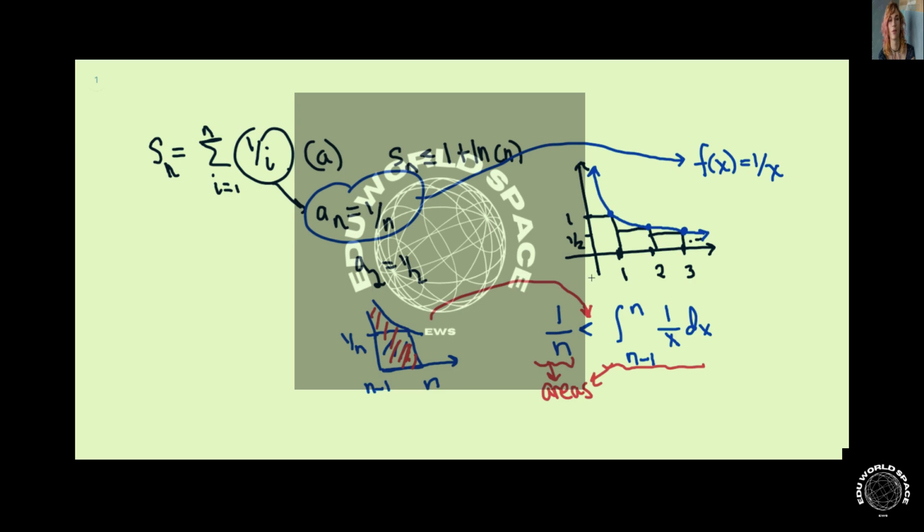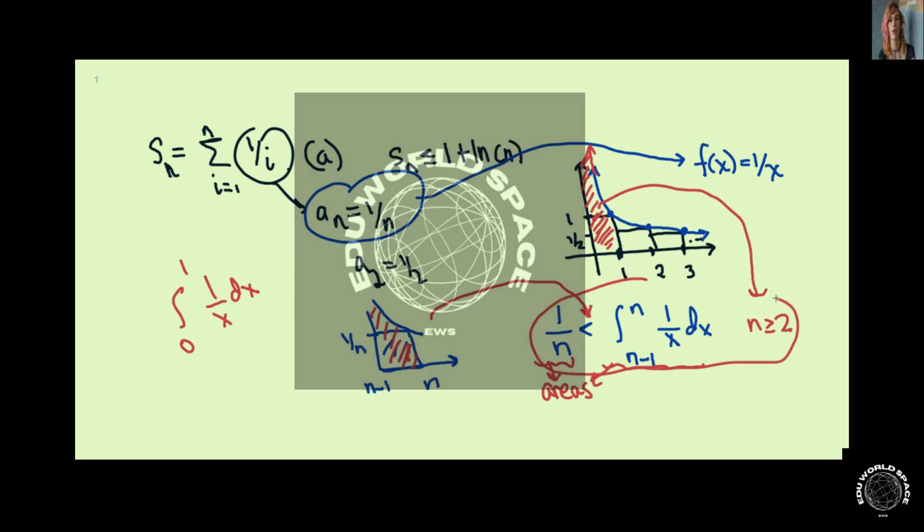Also, I'm using this inequality for n at least 2, because otherwise we don't want to deal with n equals 1, since this is not a convergent integral. This improper integral diverges, because you can see the curve goes forever. You'd have to write this integral as a limit, and your answer will be infinity. So that's why I'm only doing this inequality for n at least 2.